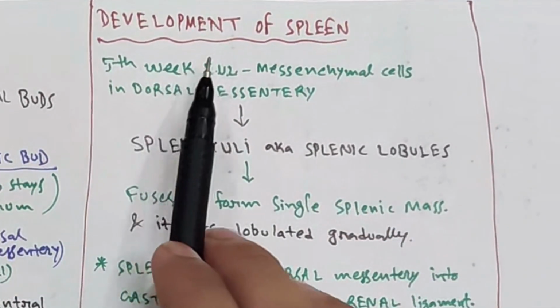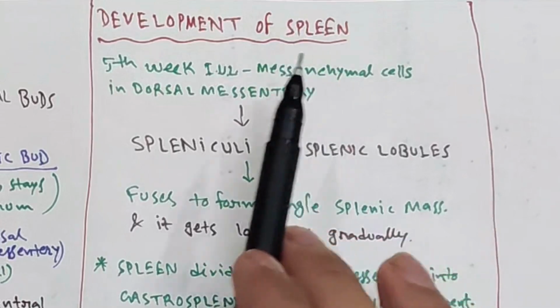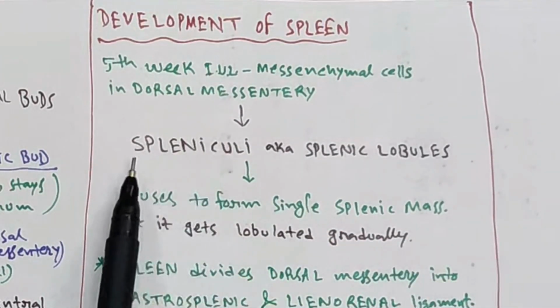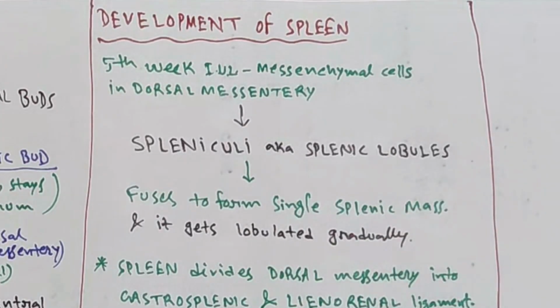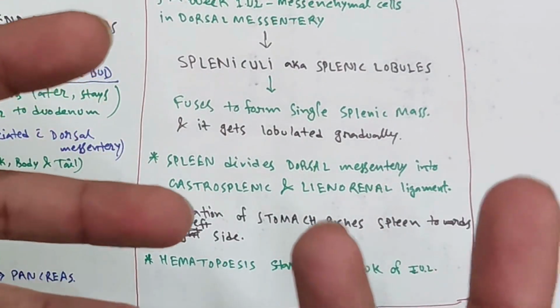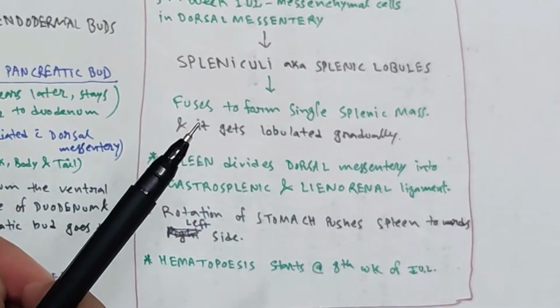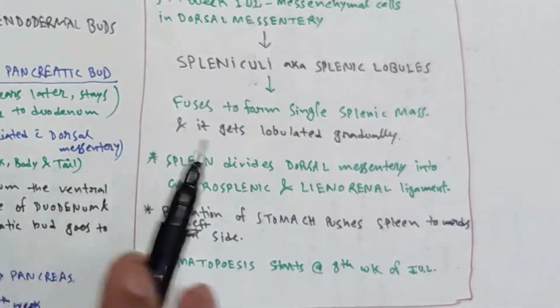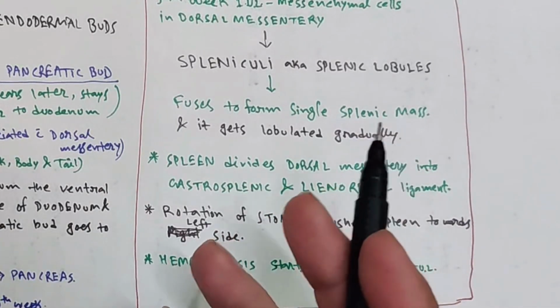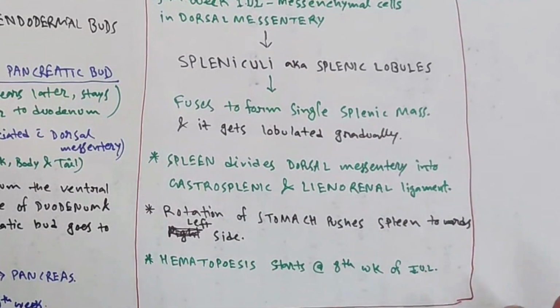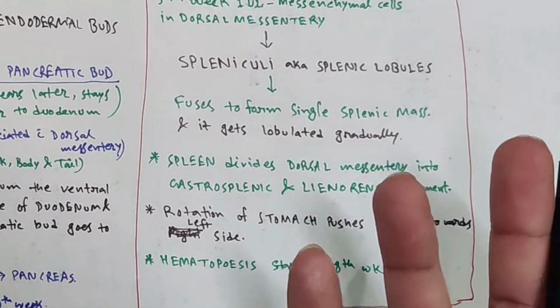Now you have to understand the development of the spleen. At the 5th week of intrauterine life, mesenchymal cells of the dorsal mesentery form the spleniculi, which are also known as splenic lobules. There are multiple splenic lobules which fuse together to form a single splenic mass. Inside this splenic mass, it gets lobulated gradually and forms the ultimate spleen.